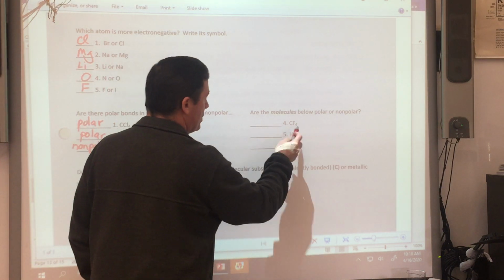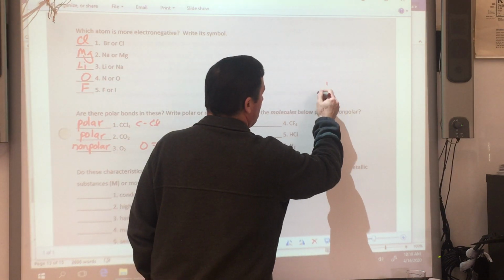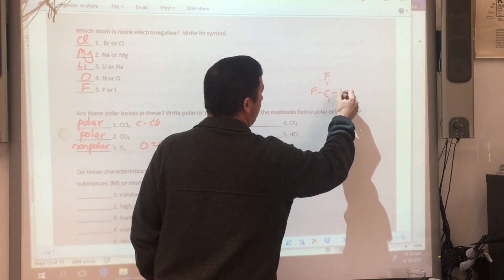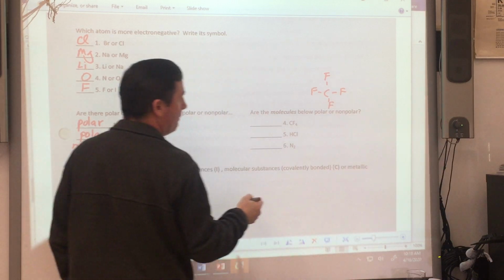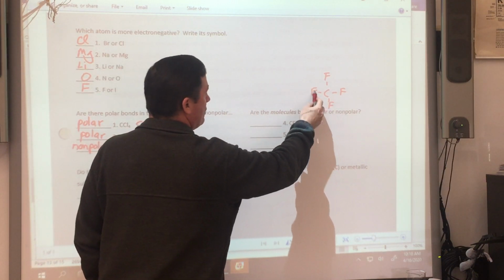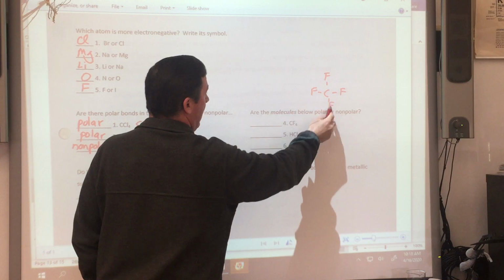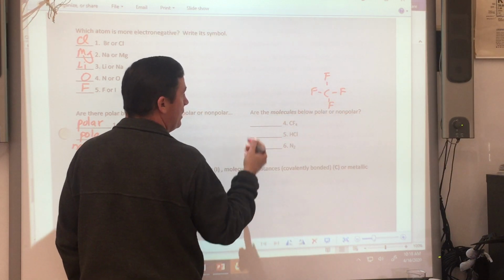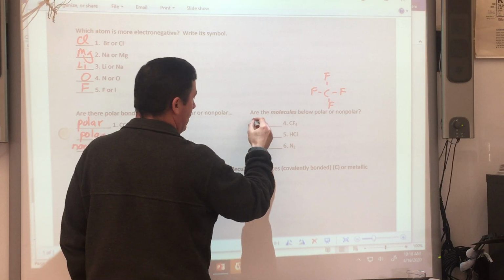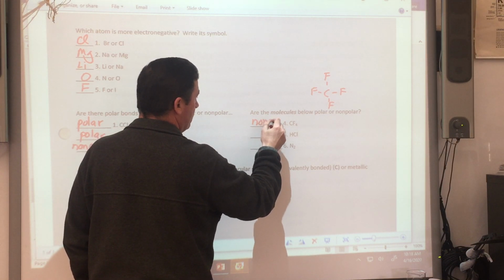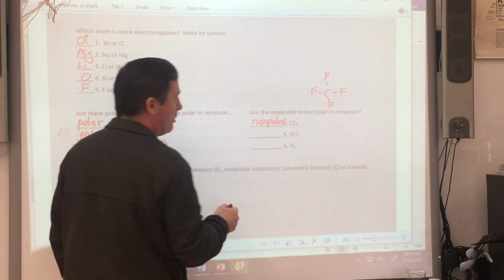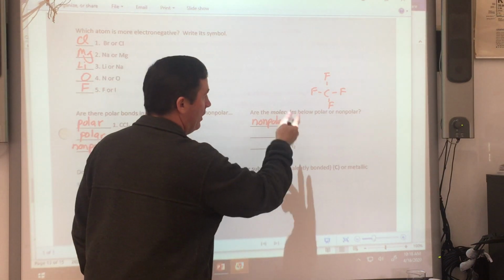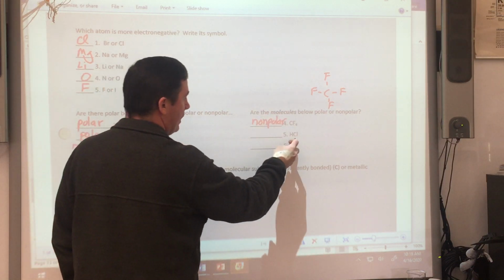Well, this is a little bit more challenging. I've got carbon in the middle, and then I've got 4 fluorines around. Because each of these is the same atom of fluorine, each of these is pulling on the electrons from carbon at the same strength. And because of that, we say it's nonpolar. Remember, polar means that there's more pull on the electrons of one atom compared to the other ones.